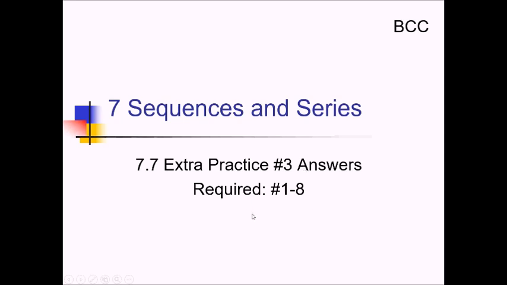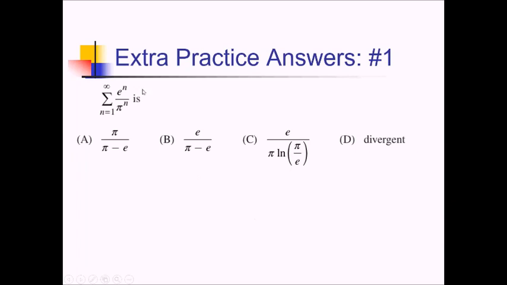and ratio tests. For this problem, we want to know a little bit about the summation from 1 to infinity of e to the n over pi to the n. For example, what is its value, or does it even converge at all? There's an option here for it diverging.